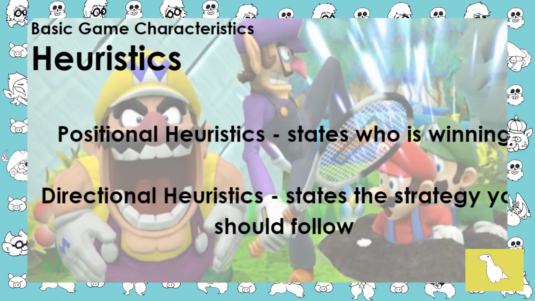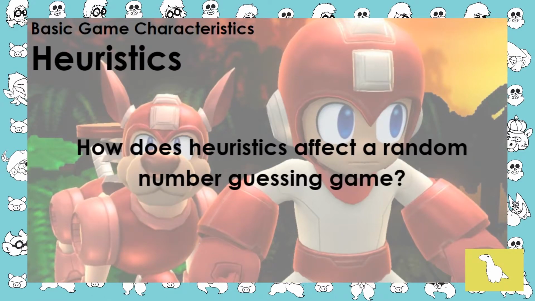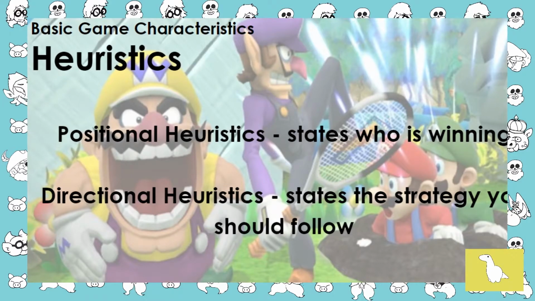So we should be able to see that a random number guessing game has positional heuristics if you're tallying up your points, but more importantly, it doesn't have directional heuristics. There's no strategy at all. So it's effectively an unsatisfying game because it has bad heuristics in that count. Okay, I'm sure you worked that out for yourself, but just in case you didn't, there's a little explanation for you. So let's look at some examples of how heuristics can change depending on what a game is.